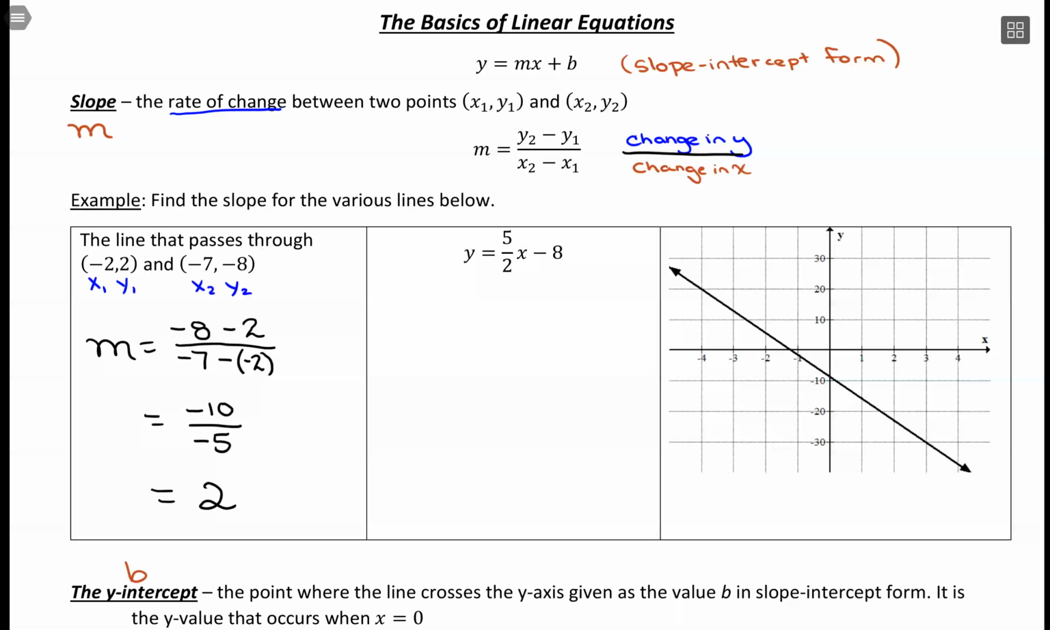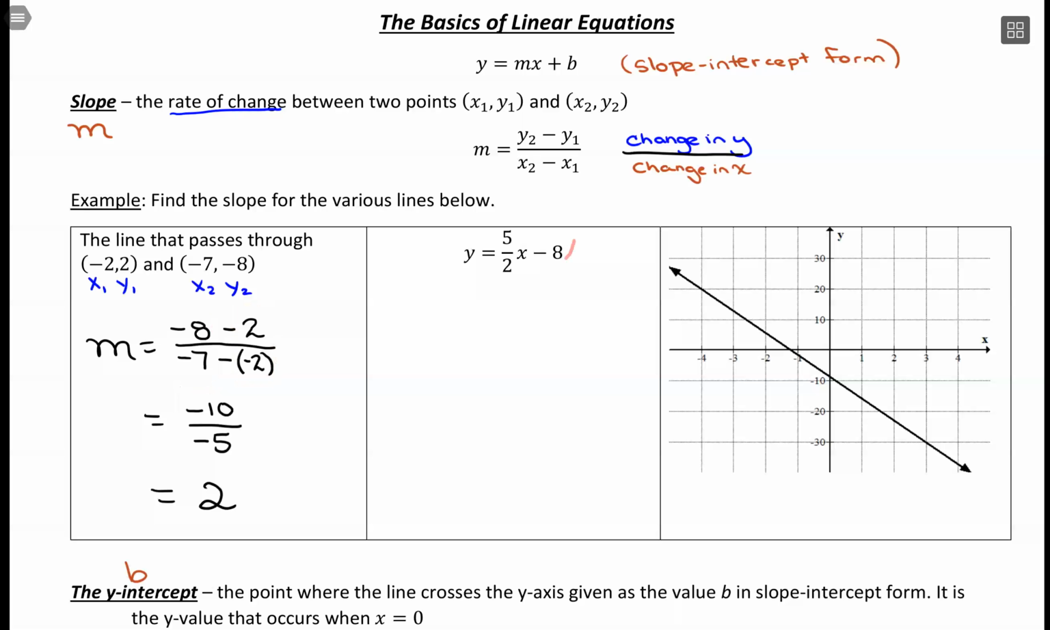So something I do if I'm unsure if I plugged it in correctly, you can look vertically, and that should be one of the coordinates. So in the numerator, you'll have y values and the denominator x values. So that -7, -8 showing up there, and then that -2, 2 is showing up there. So they should line up.